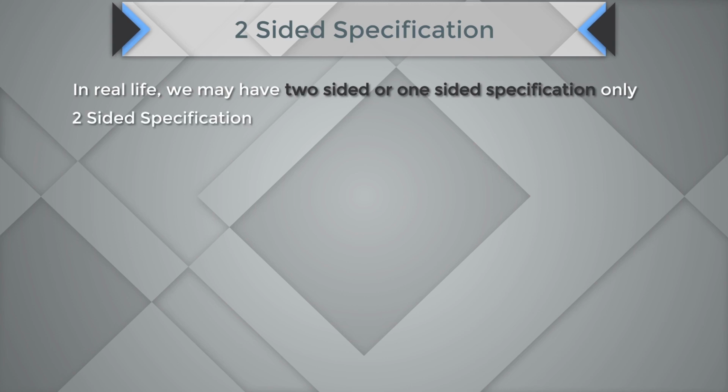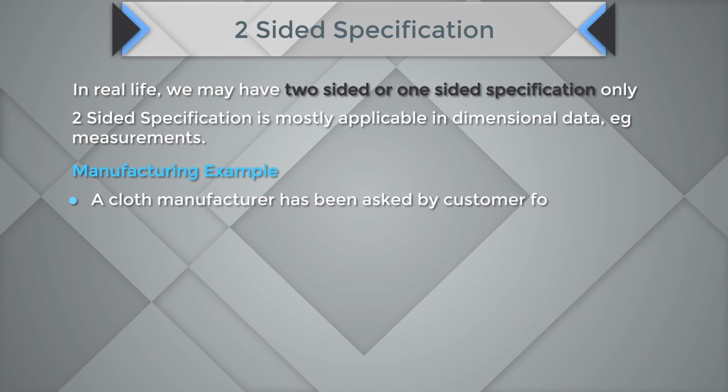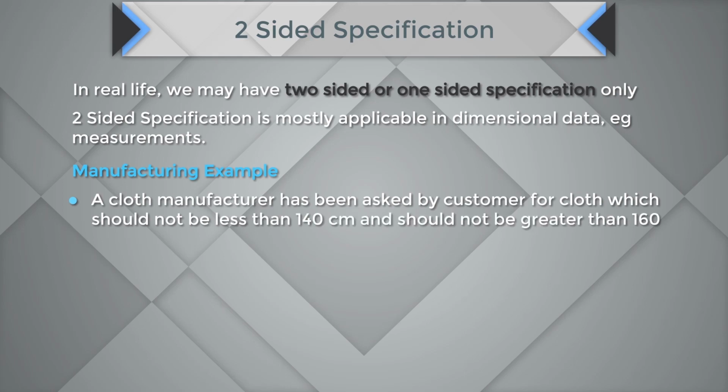When you have two-sided specification, in real life, we may have two-sided or one-sided specification. Two-sided specifications are mostly applicable in dimensional data, like measurements. Let's understand a couple of examples. So let's say a cloth manufacturer has been asked by his customer for a cloth which should not be less than 140 centimeters and should not be greater than 160 centimeters. So he's given specification on both sides.